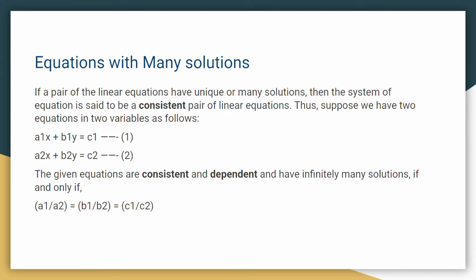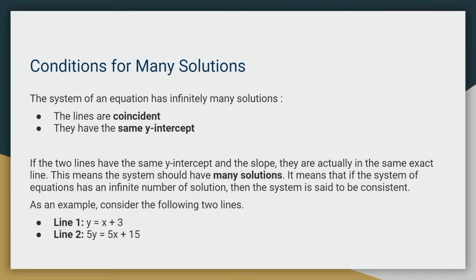The given equations are consistent and dependent, and have infinitely many solutions if and only if the ratio of a1 to a2 is equal to the ratio of b1 to b2, which is equal to the ratio of c1 to c2. Next, we will look at the condition for many solutions.